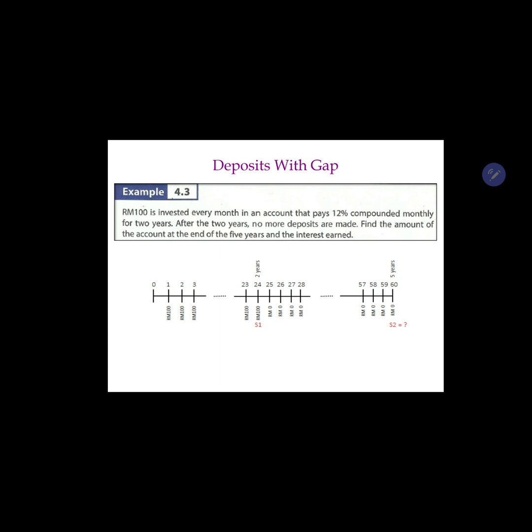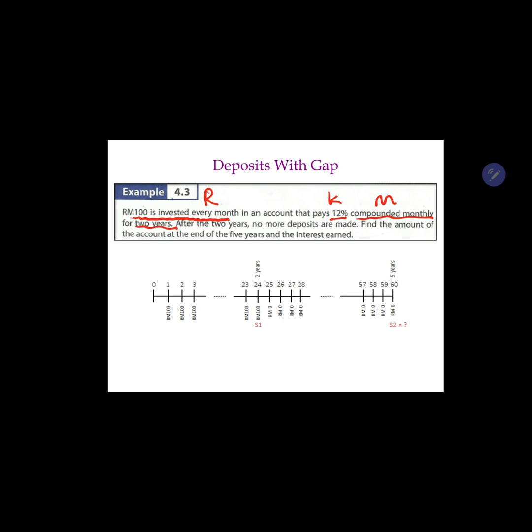Okay, so this one pula. Okay, next example is deposit with cap. Okay, so kita tengok dulu soalan dia. Okay, RM100 is invested every month. Okay, so this one is the keyword. Maknanya you ada perkataan every month, every day, every year tu keyword lah untuk annuity. So you should know that this is annuity question. So your R is 100, pay 12% K, compounded monthly your M for 2 years, T. But after 2 years, no more deposit are made. Find the amount in the account at the end of 5 years and the interest earned.